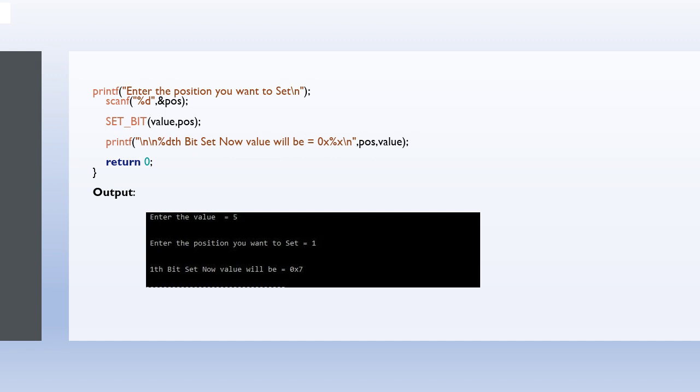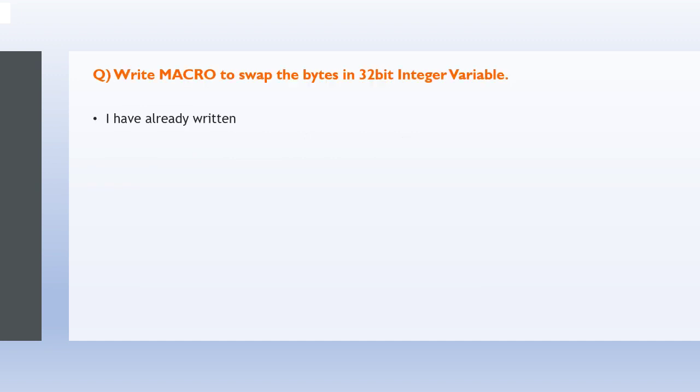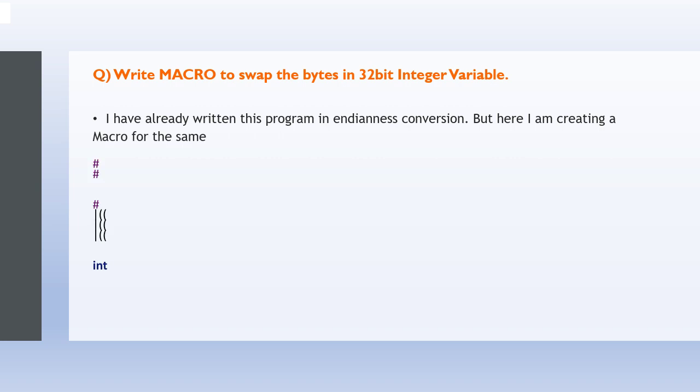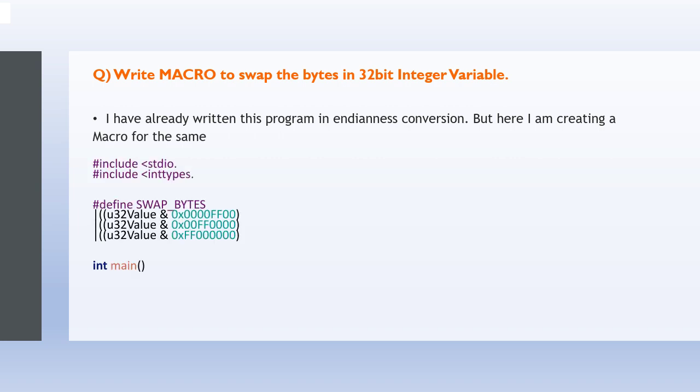Okay, let's move on to the next question. Write a macro to swap the bytes in a 32-bit integer variable. I have already written the program in the endian conversion, right? But here I am creating a macro for the same. Okay, swap bytes. There we have written it in separate lines.